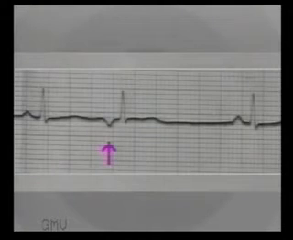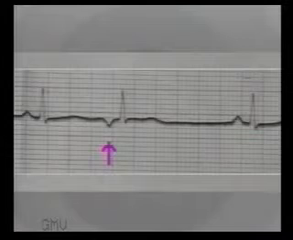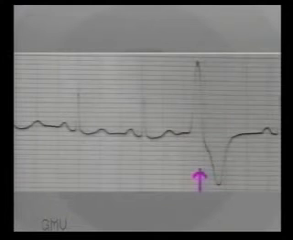This is a nodal premature beat with normal QRS configuration, inverted P wave, and incomplete compensatory pause. And this is a ventricular premature beat with wide and bizarre QRS, no P wave, opposite T wave, and complete compensatory pause.